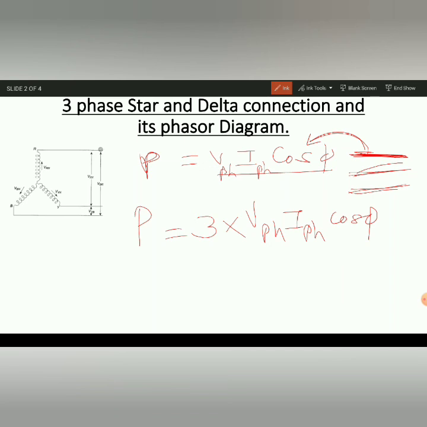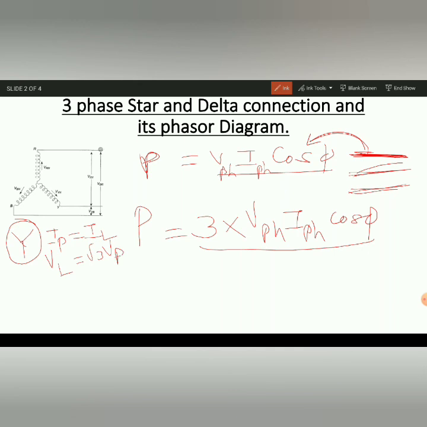But how to write it in terms of line voltage and line current? It is again very simple. We know the formula, it is 3 times phase V, phase I. Now suppose I want to write it for star, how do I write it? We know in star connection the phase current and line current are both the same, but we know that line voltage is equal to root 3 times the phase voltage.